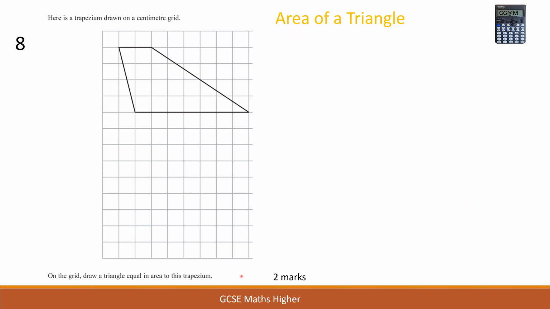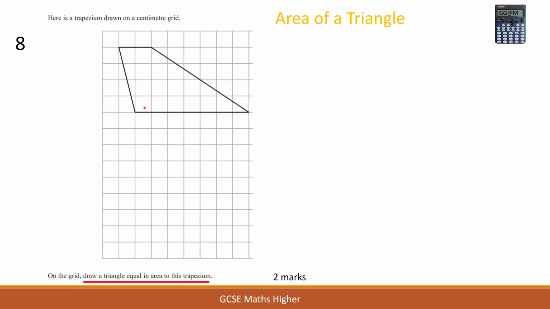So hopefully you managed to have a go at reading what to do with this question. So your keywords are you've got to draw a triangle equal in area to this trapezium. So remember the trapezium formula is a half, the parallel sides added together, times by the distance in between. So 2 plus 7, times by 2, 4, and then halve it. That will give you the area of the trapezium.